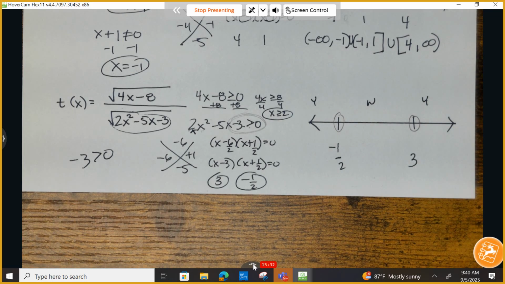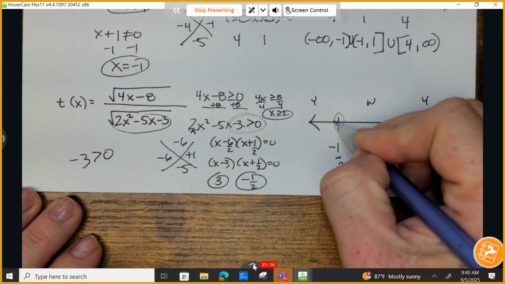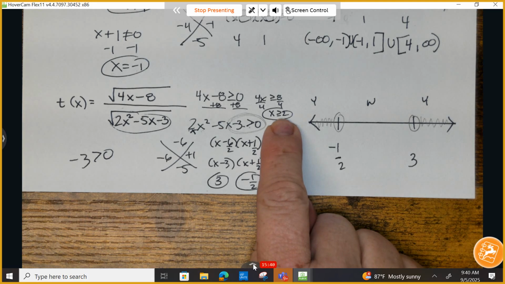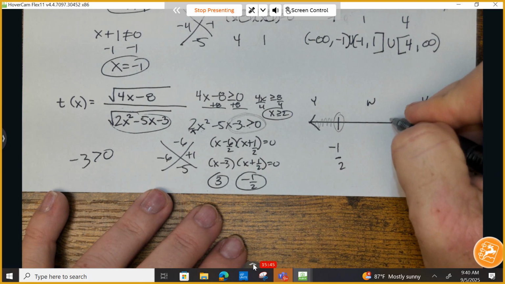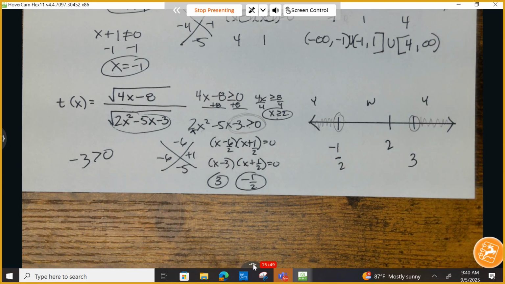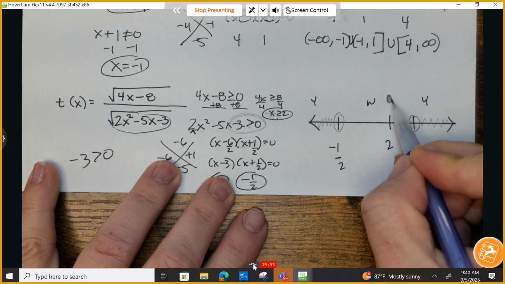So very, very lightly, do not use a pen. Very lightly, I'm going to shade this way and this way. Now I need to apply this statement up above. So I find where 2 is. 2 is about right here. I'm making a closed dot for 2, and I'm shading to the right.